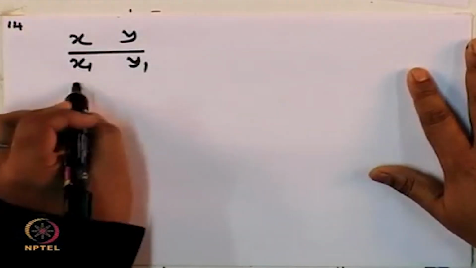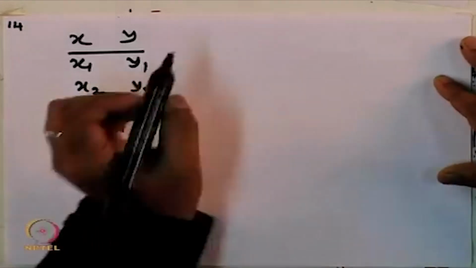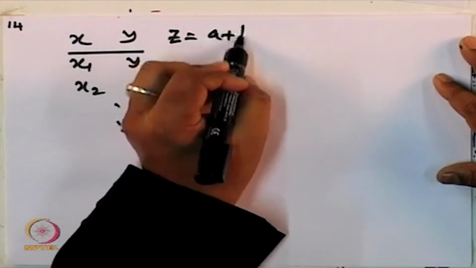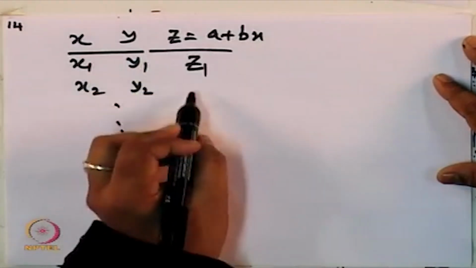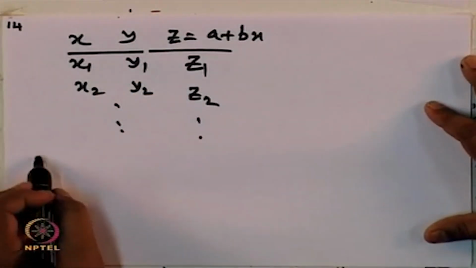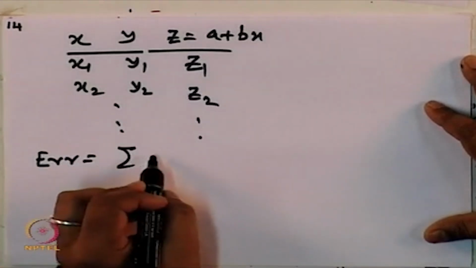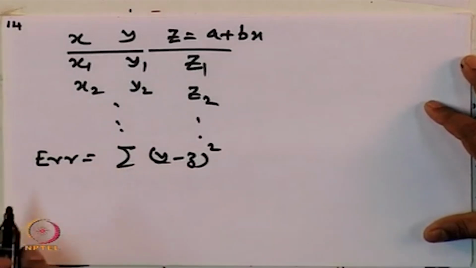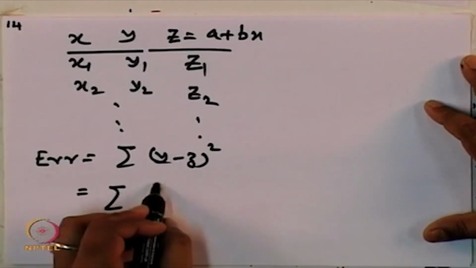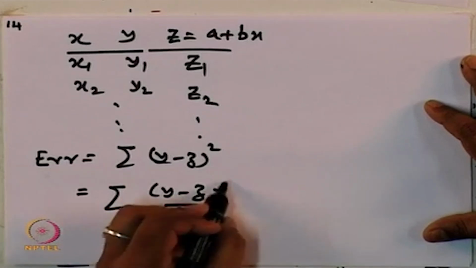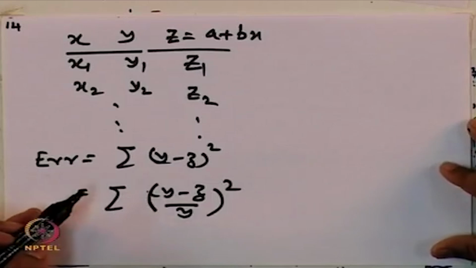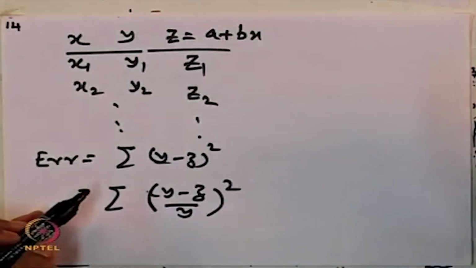One way to tackle this problem is, let us say you have x1, y1, x2, y2. Okay. So, you calculate, let us say, z is equal to a plus b x. You define z1, z2, z3, and so on and so forth. So, instead of defining your error as simply summation of (y minus z) whole square, you can define it as summation of (y minus z) normalized to y, whole square. So, what this will ensure is it normalizes the magnitudes of the errors as well.